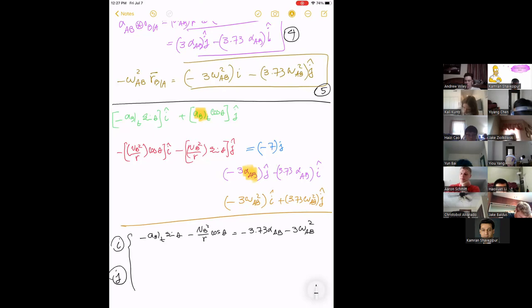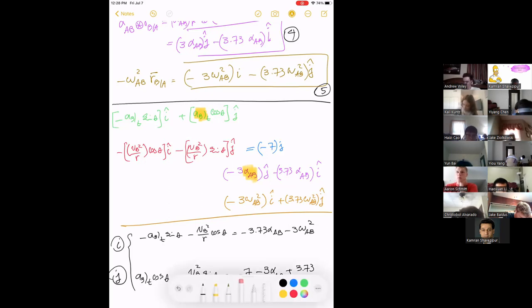For the J, you're going to get AB tangential cosine theta minus VB squared over R sine theta is equal to minus 7 minus 3 alpha AB plus 3.73. Is it plus or minus? This should be minus. Sorry about that. This is minus, and this is minus, and this is minus. Omega AB squared. Two equations solving for two unknowns.